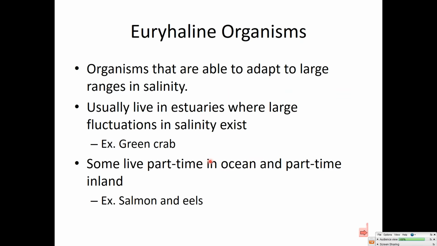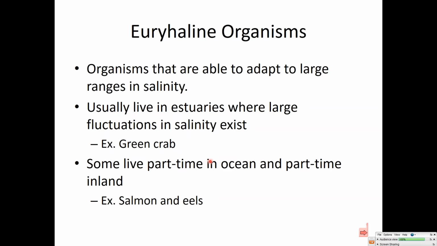So these are stenohaline fish. Okay. Fish organisms that are stenohaline, that means that they can only tolerate... I shouldn't say those are stenohaline. First we'll talk about euryhaline. So euryhaline organisms are able to adapt to large ranges of salinity. So they can live in water that has a high or low salinity. And so organisms that are euryhaline usually live in estuaries where there's large fluctuations in salinity.